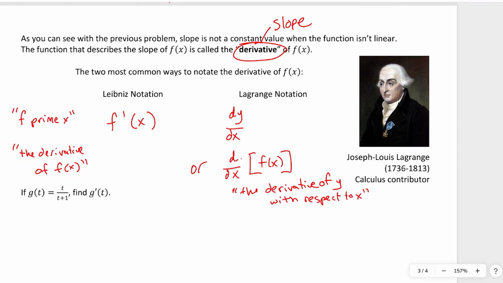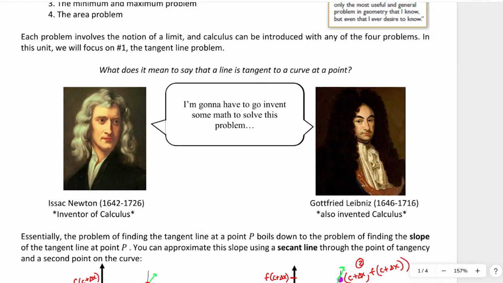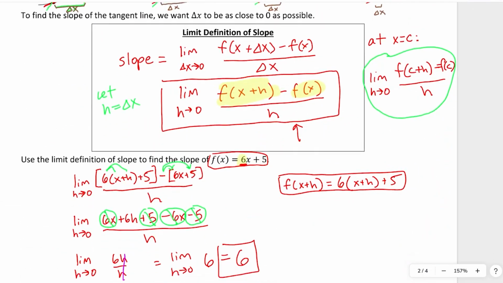Now, I know you're wondering this. What did Newton use? He was the other guy that invented it. Why aren't we using his notation?